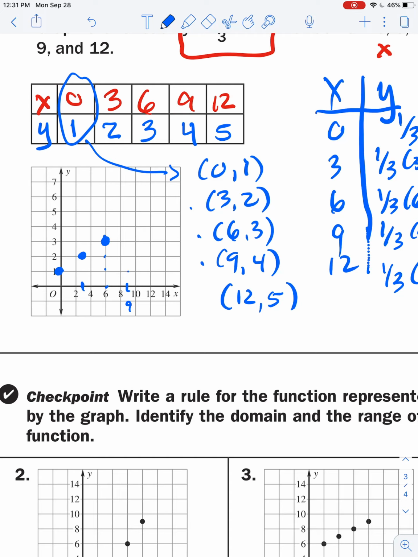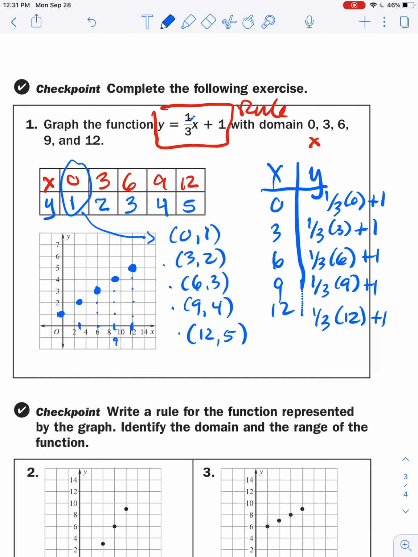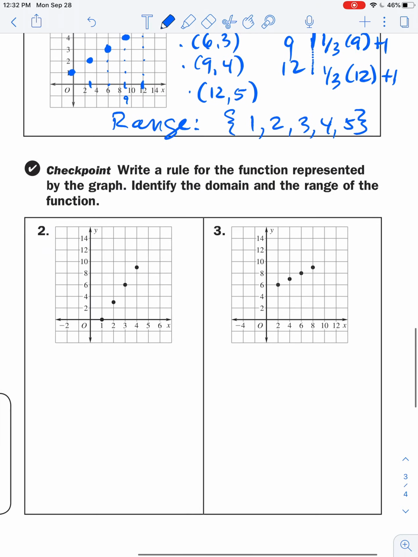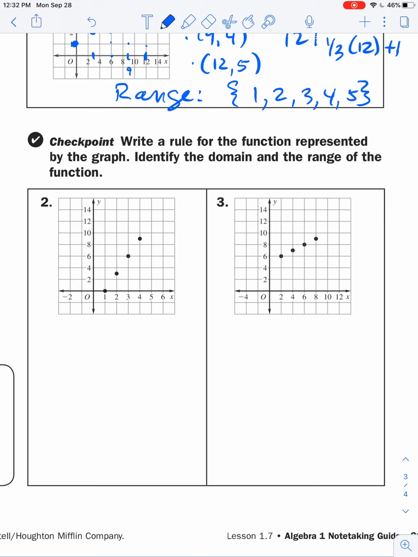Here, I'm supposed to go to 9, which would be here in between the 8 and the 10. So now I'm going to go up 1, 2, 3, 4. So I'm kind of in the middle. Here for 12, I'm right there, and I'm going up 1, 2, 3, 4, 5. So that is the whole thing from beginning to end. And if I was asked for my range, which they didn't ask for, I would simply list my y's of 1, 2, 3, 4, and 5 from this table. All right. So the hardest thing, like I said, is writing the rule. So we're going to practice this.